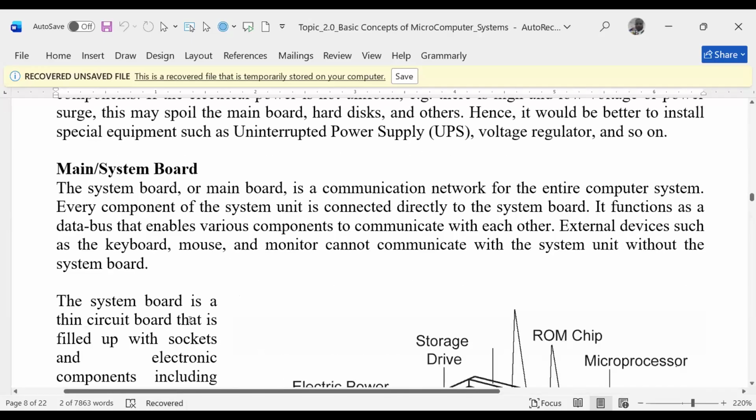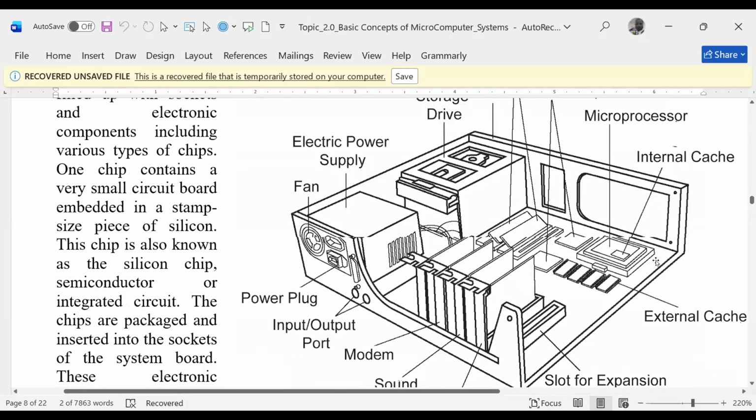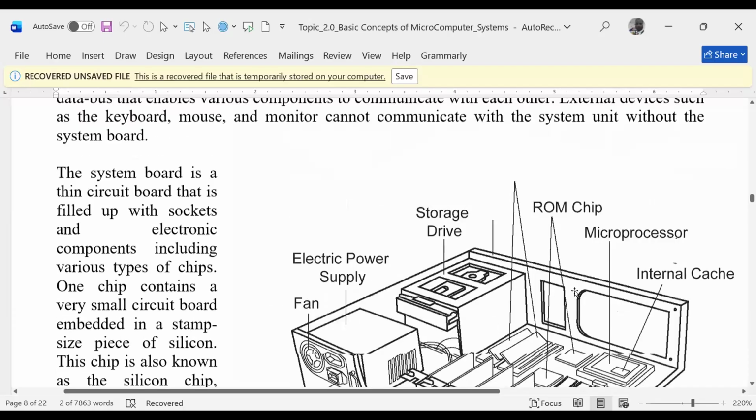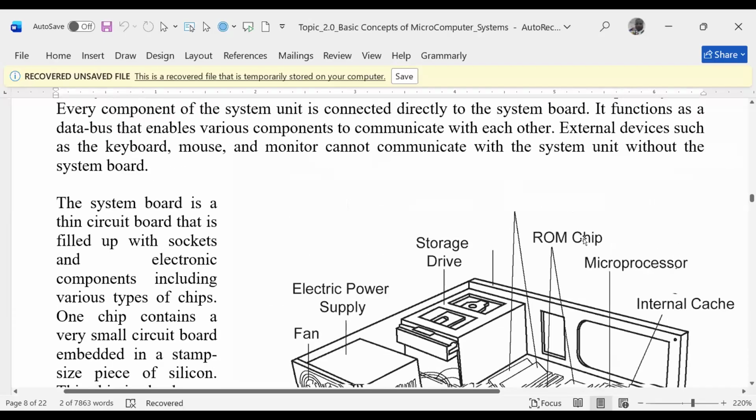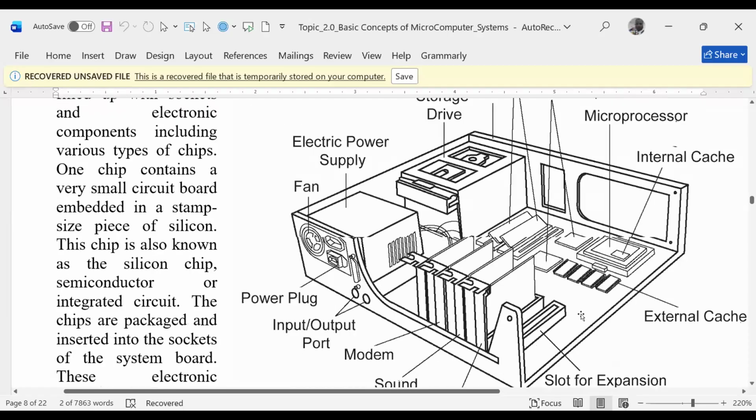Another component is called the main board. This is the main board, the motherboard, from here to the end, where all the other components are seated. You can see all these components are seated on the main board. At the back of the main board is where we have the bus, the lanes. Here you can see the RAM chip and the processor, all on top of the motherboard.